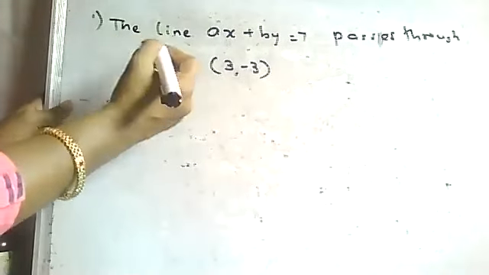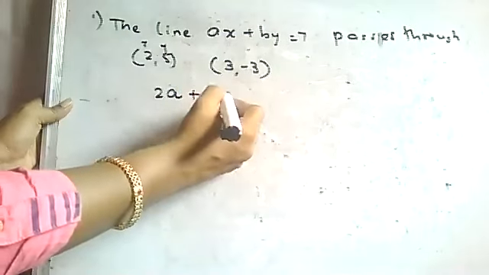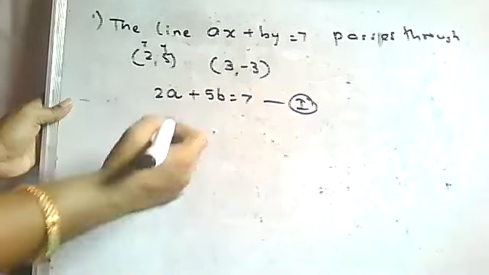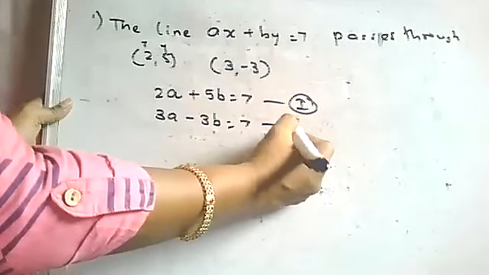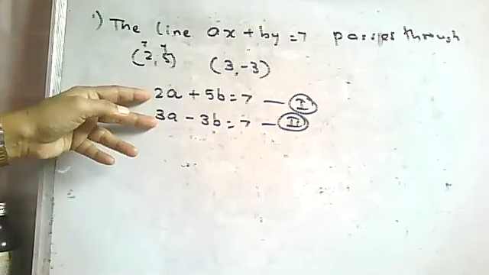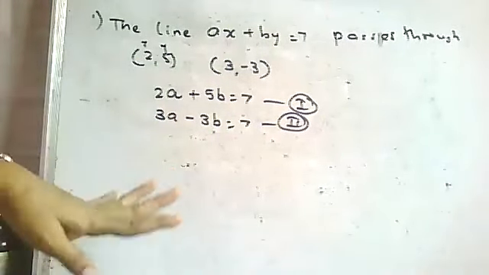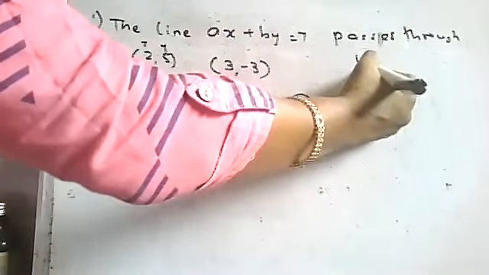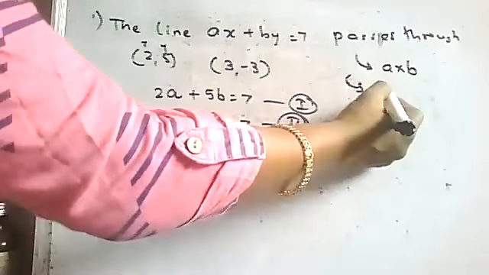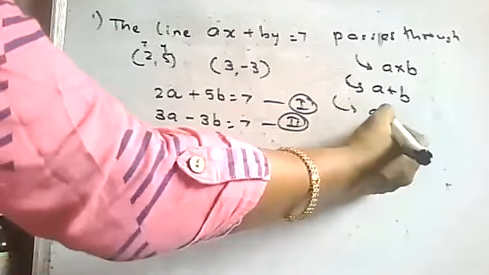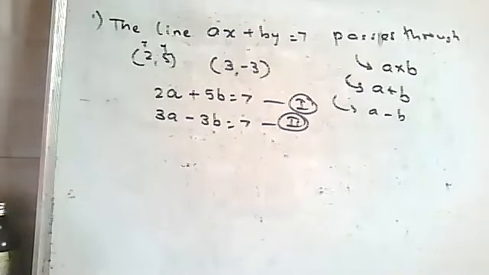Like this is x, this is y. After substituting, you will get 2a plus 5b is equal to 7 as your first equation, and 3a minus 3b is equal to 7 as another equation. Solve them simultaneously by any method. You will get the values of a and b, and they may ask you after this to find the value of a into b, a plus b, or a minus b. But for this, you need to first find a and b.